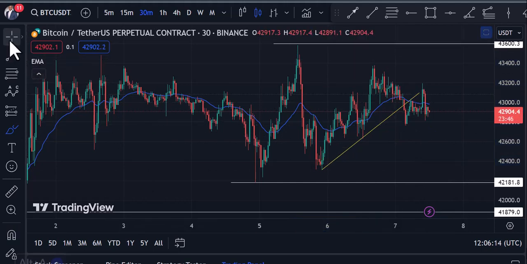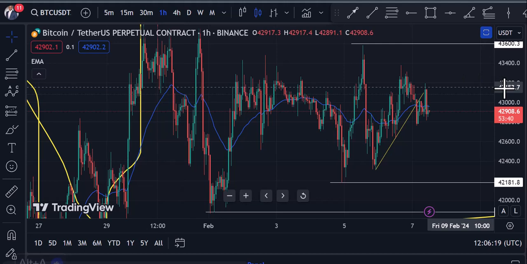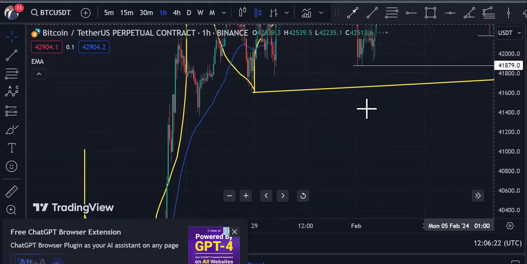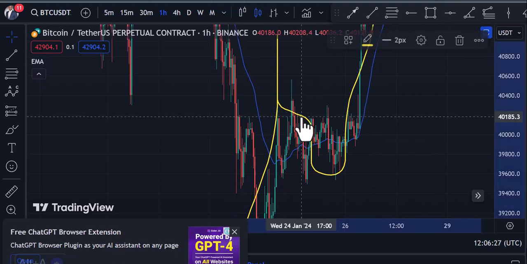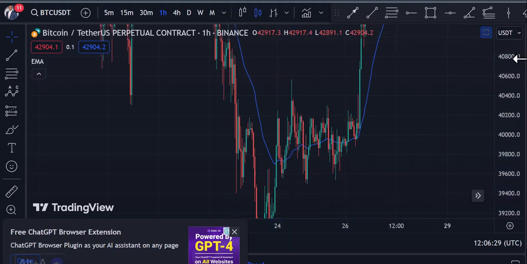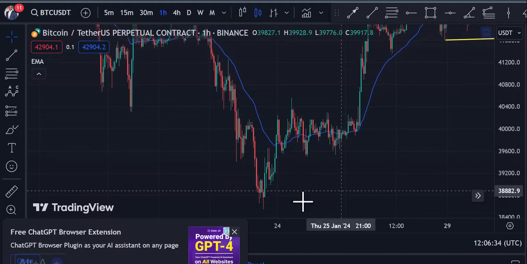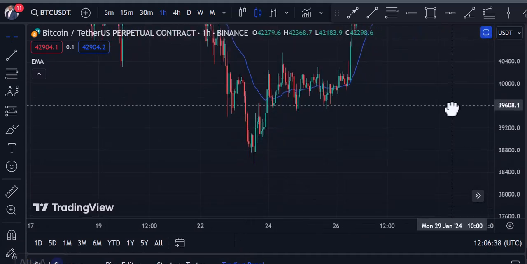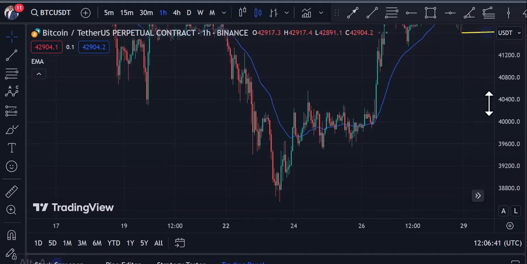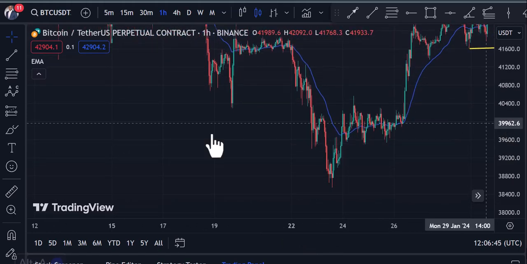Now let's go back in time. Let's go back using 1 hour. You can see a lot of these moves, guys. The best way to identify this is to first of all identify your impulse wave. As I said, an impulse wave is always sharp and in the direction of the trend. Now, you can see here now we have what?